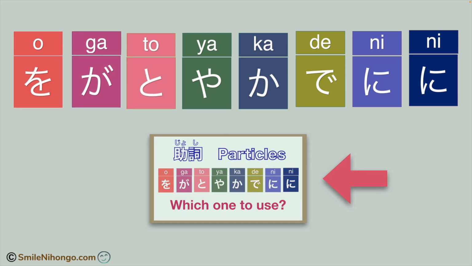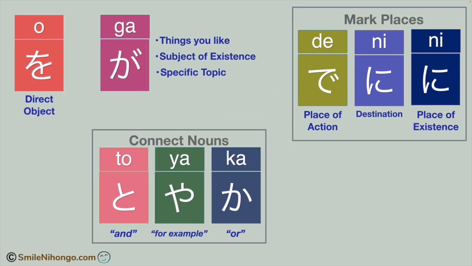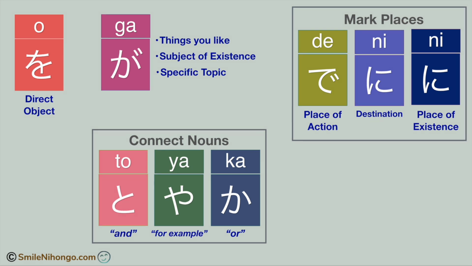Before we get into today's lesson, let's quickly review the functions of these particles. The particle を marks a direct object. が marks things you like, subject of existence, or a specific topic within the main topic of the sentence. These three particles mark places. で marks a place of action. This に marks a destination. And this に marks a place of existence.